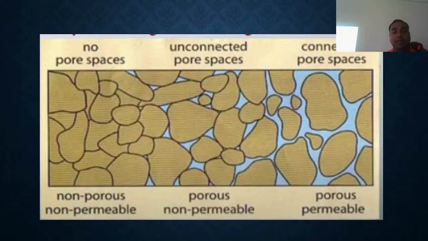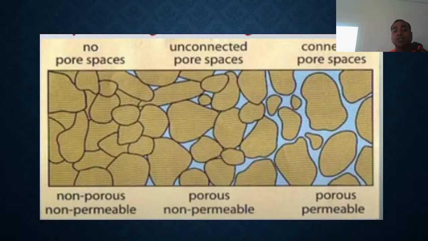What is porosity and permeability? Non-connected pore space is the space between the rock, giving non-permeability. A connected pore space gives permeability. There are many gaps between the rock.